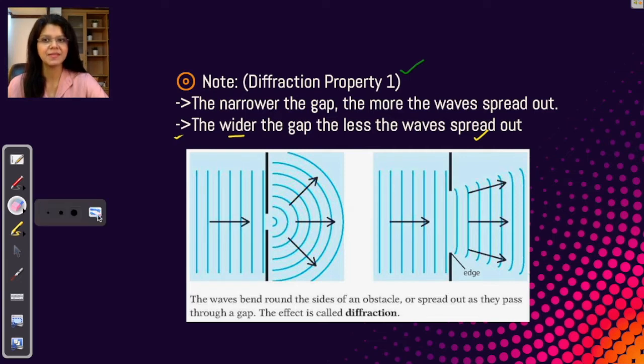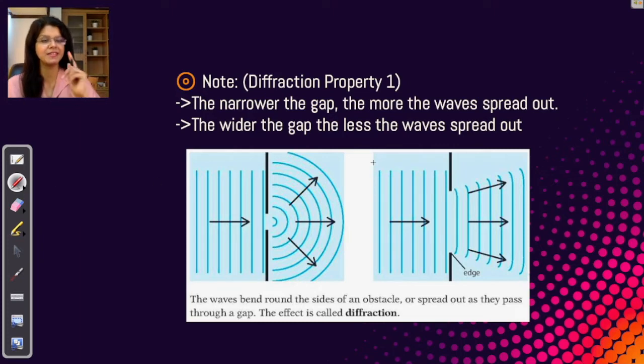Diffraction depends on the width of the gap, but please remember one important point where students might lose marks. The spacing between the wavefronts before and after diffraction is precisely the same. Same wavelength. The wavelength does not change during the diffraction process. The gap between the wavefronts, the spacing between the wavefronts, will stay the same. This is an important concept that you need to remember for your exam.